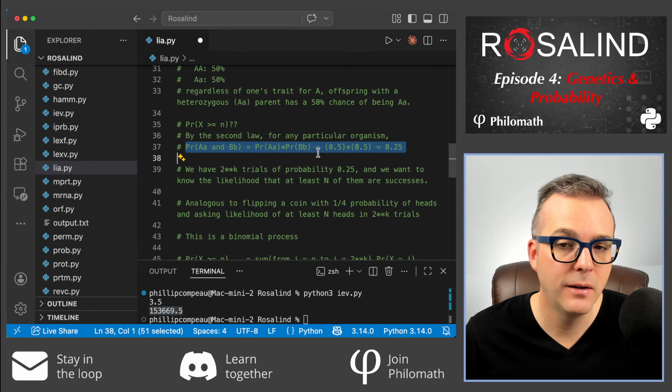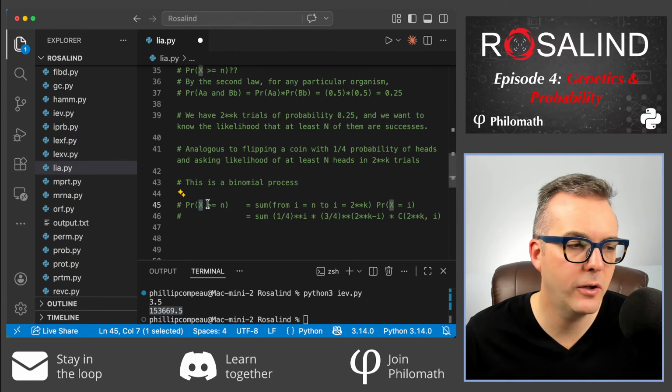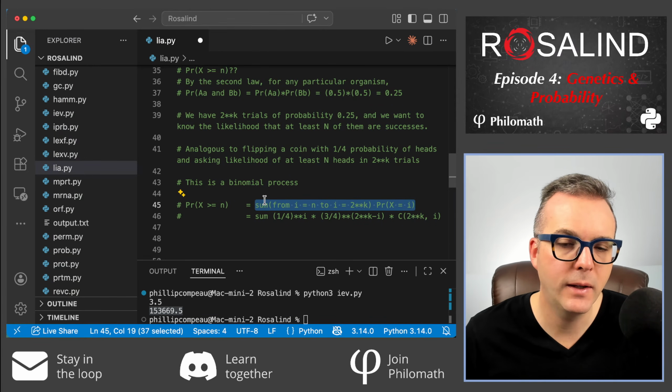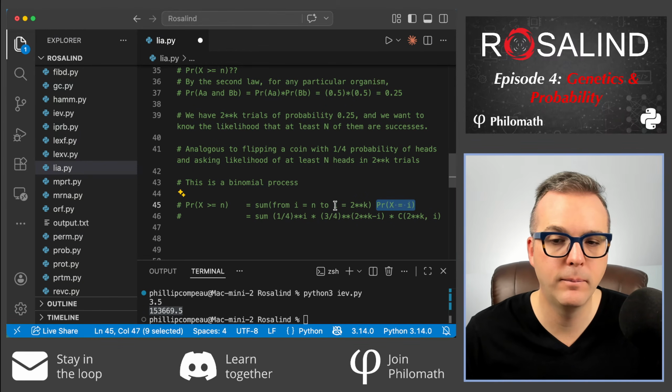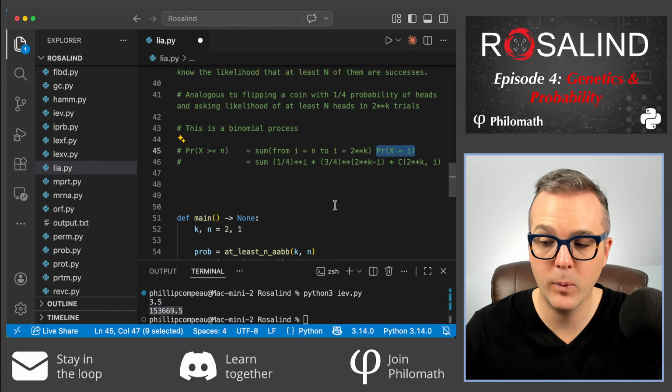Independence was used here, and we also got to use the notion that if you want to say, for a random variable, what's the likelihood that its value is at least equal to n? Well, in this case, we can say that's just the sum of the probabilities that it's equal to i for all the values that are greater than or equal to n. Now we have it on good footing, and we understand what we're doing.